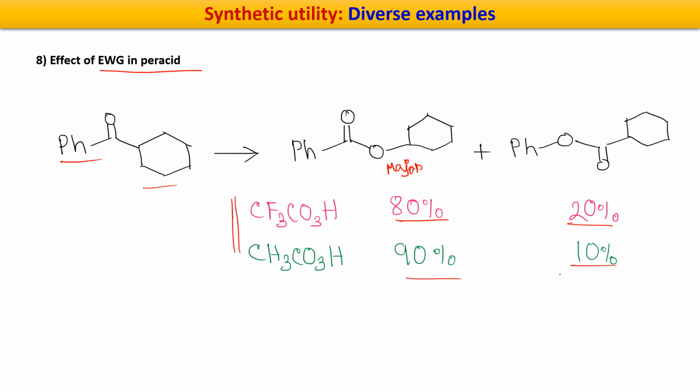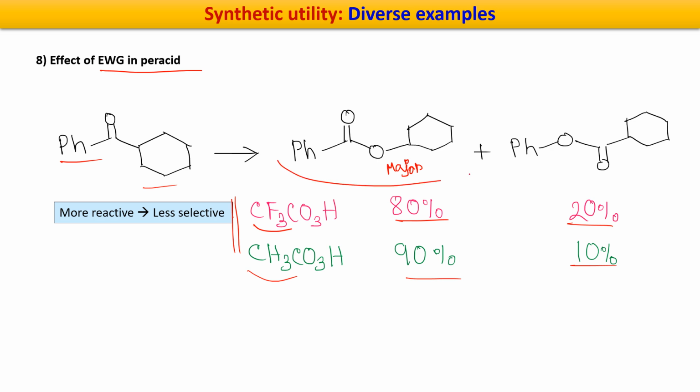Now the reason is, here we have an electron withdrawing group, here we have a CH3 group. And when you have a CF3 group instead of CH3, it becomes more reactive. And when some reagent is more reactive, obviously the selectivity will be less. So this is the reason, though in both cases the first one is the major, still there is some difference in the percentage of yield. Okay.